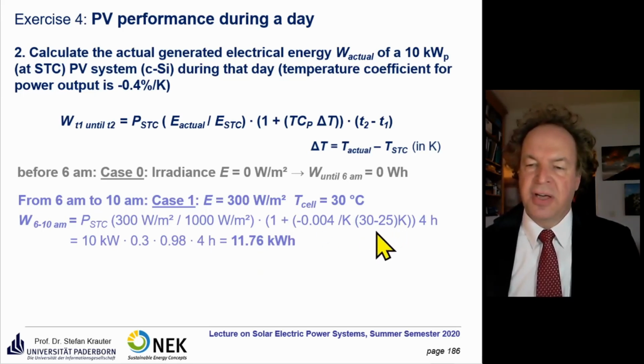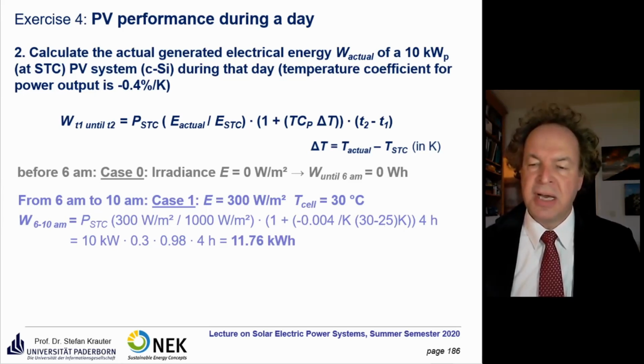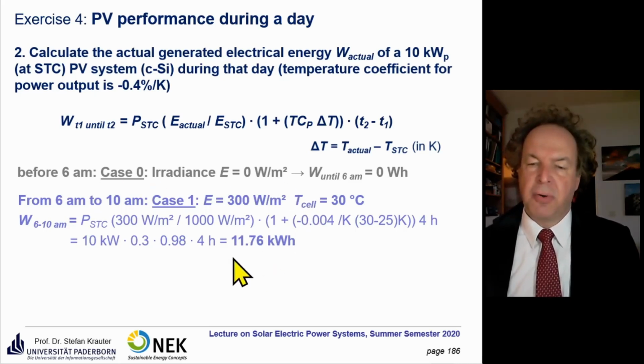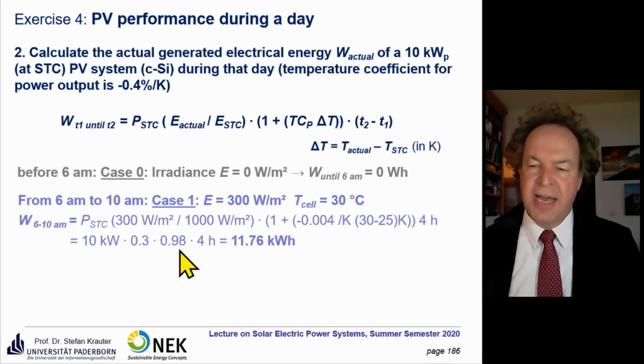So instead of 25 degrees as for standard test conditions, we have 30 degrees. So a temperature difference of 5 degrees times the temperature coefficient minus 0.004. That is 0.02. So altogether we have 0.98, and the duration is 4 hours. This means that during this period, 11.76 kilowatt hours of electrical energy is generated.